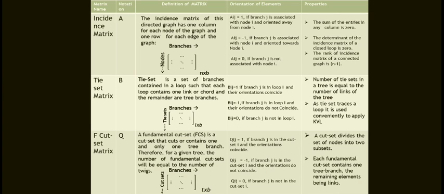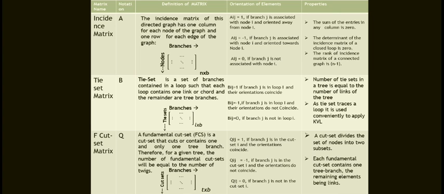So Qij is equal to 1 if a branch j is in the cut set i and the orientation coincides. Qij is equal to -1 if a branch j is in the cut set i and the orientation does not coincide, right? So Qij is equal to 0 if j is not in the cut set i. So this is the orientation of the elements.